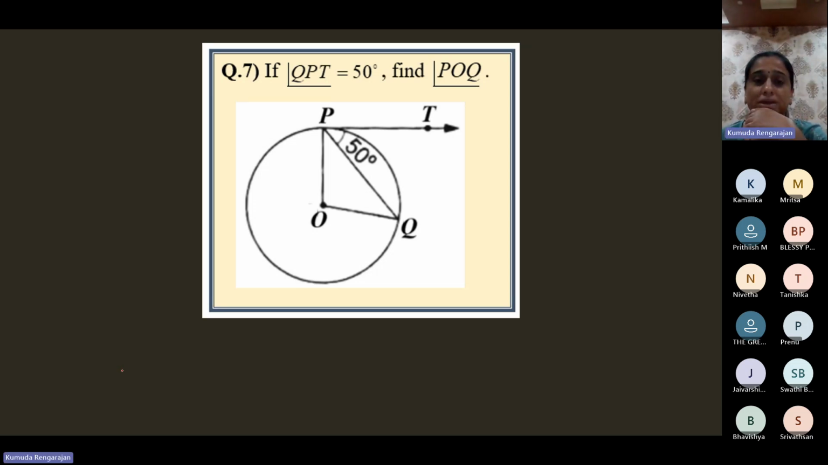QPT is 50 degrees. QPT, okay, that's marked. Find POQ. So how much is POQ, children? How much is POQ? 100 degrees. Correct, 100.